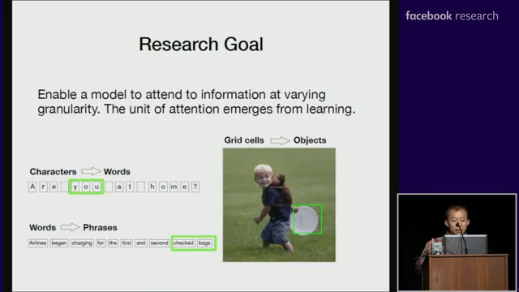So our goal for this research is to enable the model to attend to information at varying granularities. In other words, we want the unit of attention to be learned rather than predetermined. Intuitively, we want to give the model the option to attend to a meaningful span of tokens for a sequence problem, or a collection of cells that constitute an object for image problems, rather than being limited to individual cells or tokens.